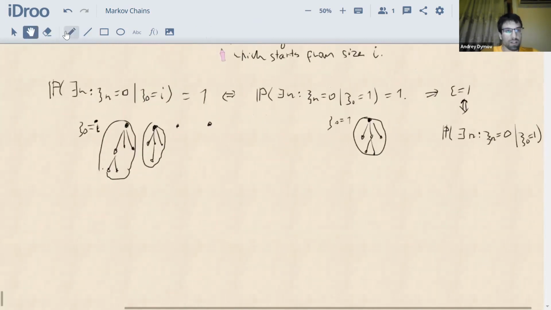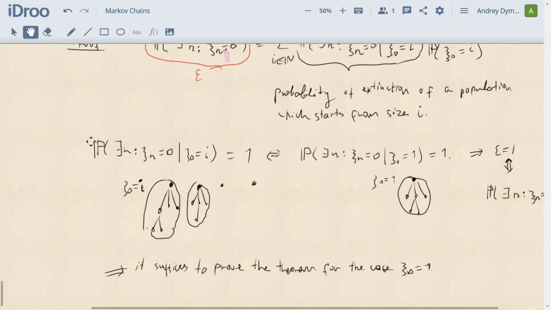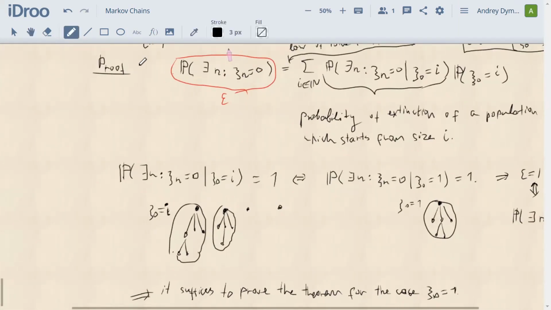What is the corollary? The corollary is that it suffices to prove the theorem for the case when psi 0 equals 1. Okay, is it clear? Yes. Perfect. I will call this part step 1.